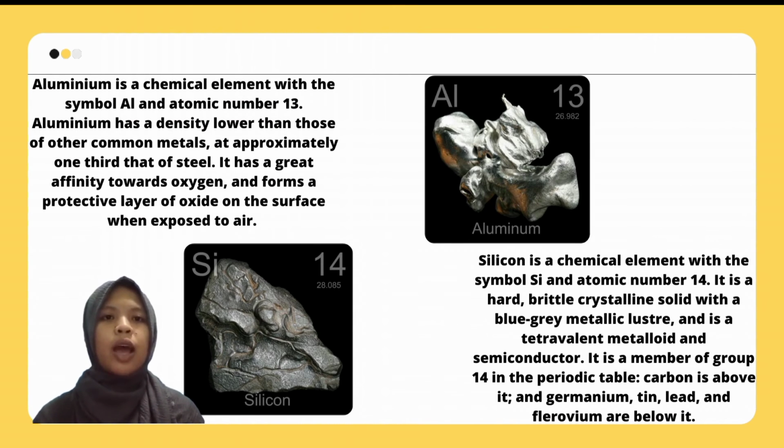So the next is silicon. Silicon is a chemical element with the symbol Si and atomic number 14. It is a hard, brittle crystalline solid with a blue-gray metallic luster and is a tetravalent metalloid and semiconductor. It is a member of group 14 in the periodic table. Carbon is above it and germanium, tin, lead, and flerovium are below it.